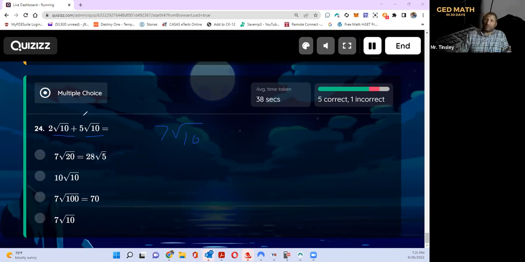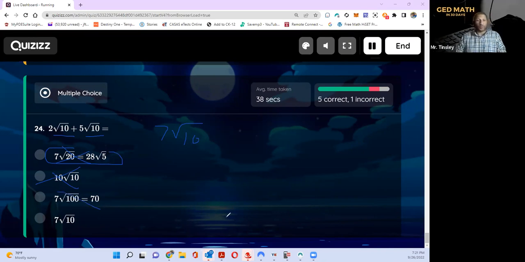Most people try to do some multiplication, 2 times 5 or 2 plus 7, and then 10 plus 10 is 20. That's why I had this answer. That's wrong. 5 times 2 is 10 times 10. That's why that's wrong. I put that there. I tried to put answers that make sense if you figure them out. 2 plus 5 is 7. 10 times 10 is 100. Square root of 100 is 10. 10 times 7 is 70.